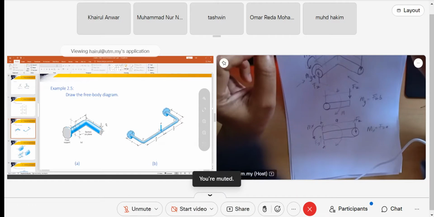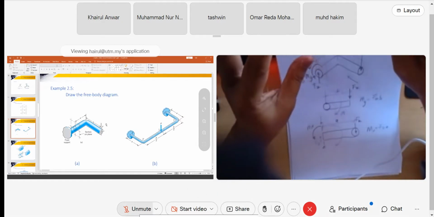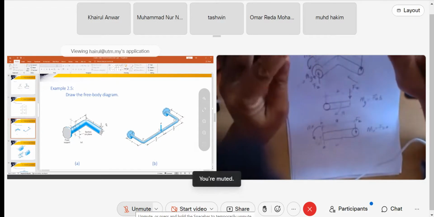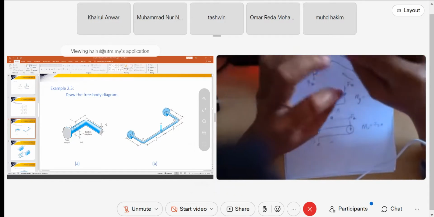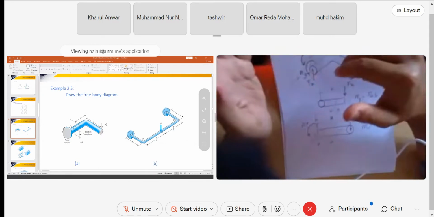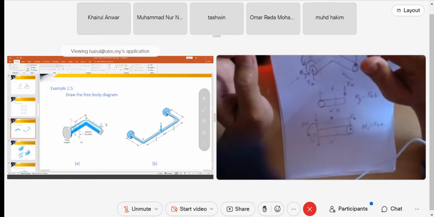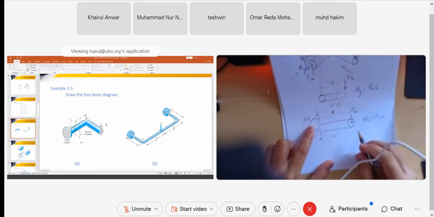Yang lain okey tak? Benda-benda ni penting guys. Kalau tak faham tak payah, do not worry lah. You just take it slowly. Tapi kalau you mistake on this, bila you tahu moment, you tahu force, then you can find the stress. For example, from here you can get the bending stress. Bending stress, this produce bending.